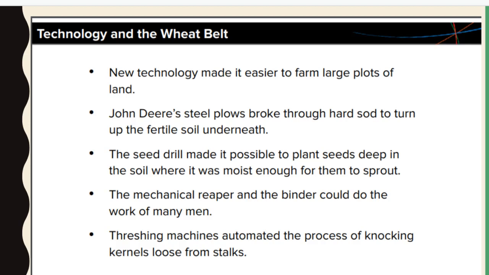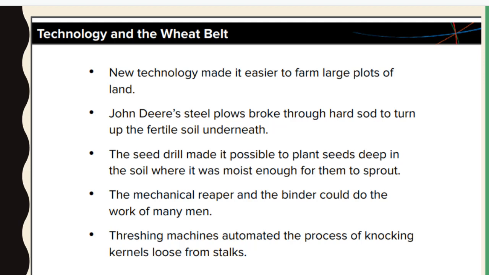But what we're going to see is there's going to be a lot of technology. And the question would be, what methods of technological revolution in agriculture made it practical to cultivate the plains? So some of this new technology made it easier for farmers to farm large plots of land. For instance, John Deere's steel plow broke through the hard sod to turn up the fertile soil that was underneath. Seed drills made it possible to plant seeds in the deep soil where it was moist enough for them to sprout. The mechanical reaper and the binder could do the work of many men, and threshing machines automated the process of knocking kernels loose from stalks.